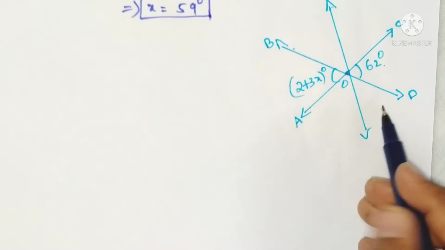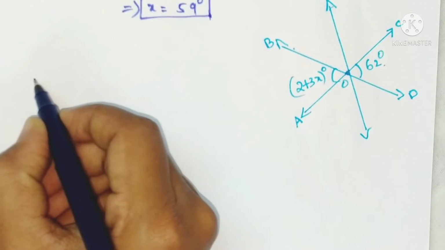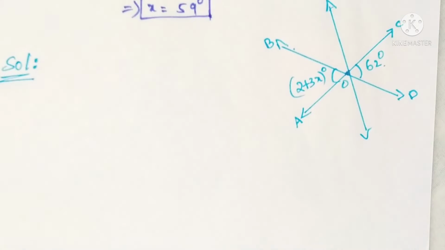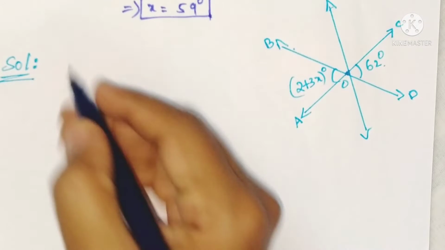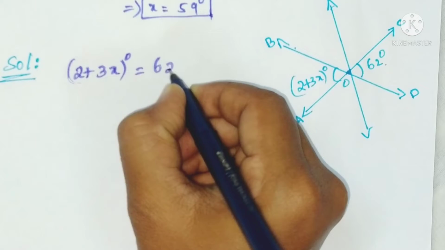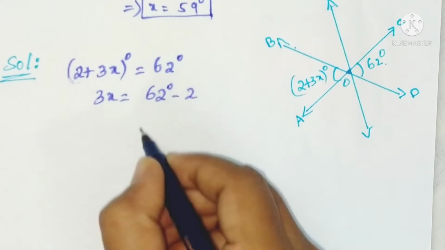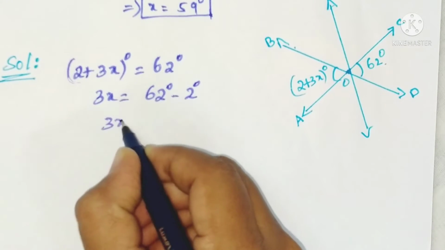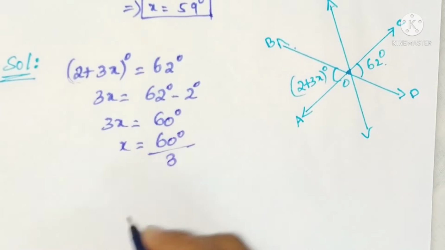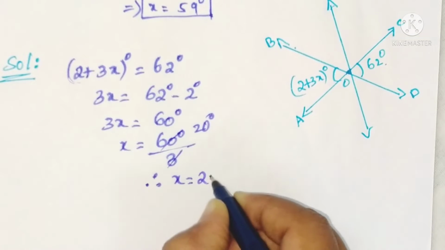So in the third picture, you see these two angles are vertically opposite angles. So they are equal. So we can write 2 plus 3x is equal to 62 degrees. Then 3x is equal to 62 degrees minus 2 degrees. So 3x is equal to 60. x is equal to 60 degrees by 3. So it is 20.